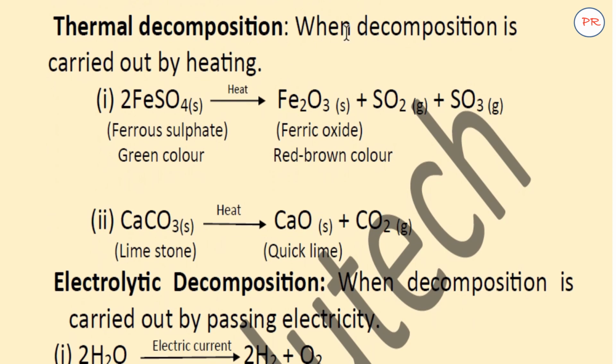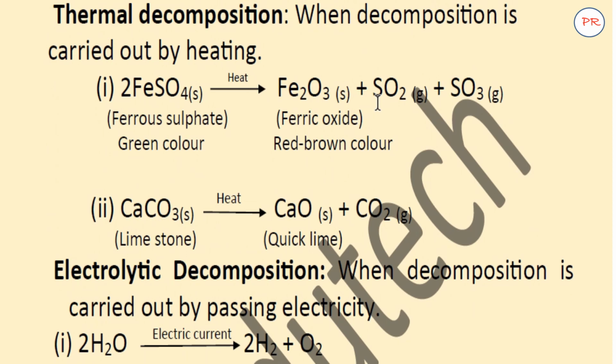In thermal decomposition we are going to heat the compound. So when the decomposition is carried out by heating, we call it thermal decomposition. For example, 2FeSO4 solid, FeSO4 means ferrous sulfate. Above the arrow you have to write heat, the specific condition. It will give you Fe2O3 solid, this is ferric oxide, its color is red brown, don't forget. And sulfur dioxide gas SO2 is evolved, plus SO3, sulfur trioxide gas is also evolved in this reaction.